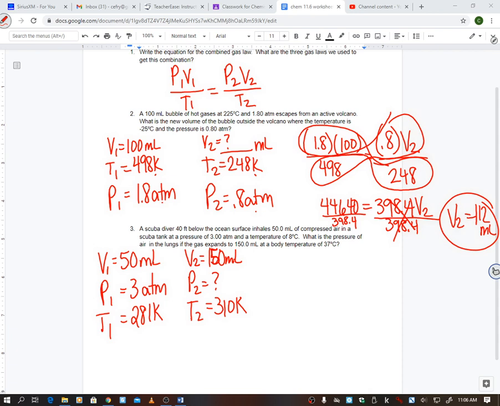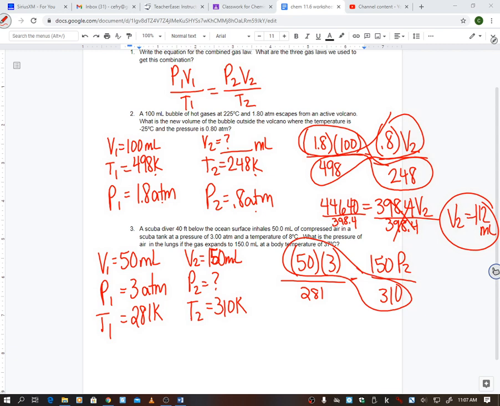Now I'm just going to plug them in. So I'm going to have 50 times 3 divided by 281, equals 150 times P2 over my 310. I am going to cross multiply. 50 times 3 times 310 is 46,500. And I'm going to cross multiply this second side here. 281 times 150 is 42,150.